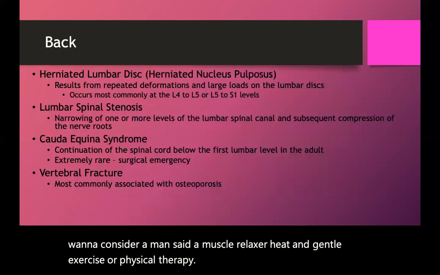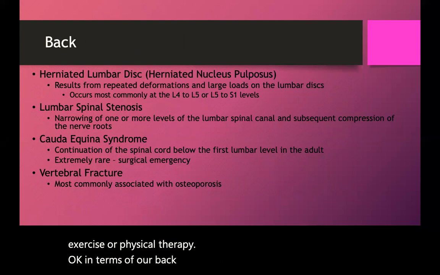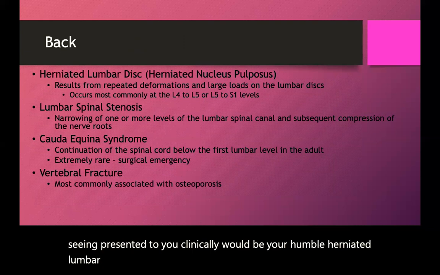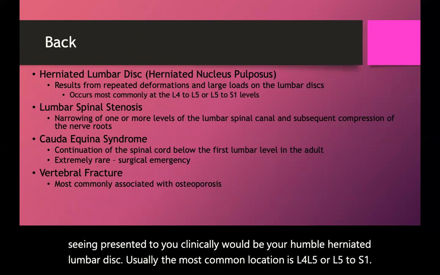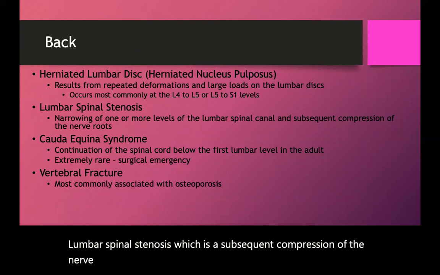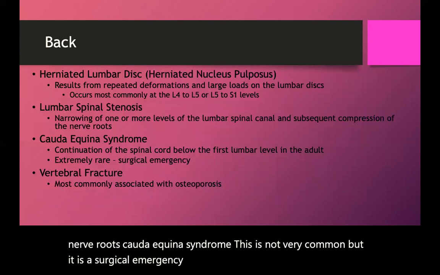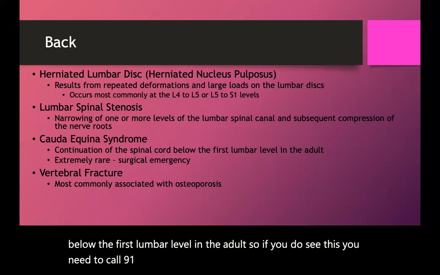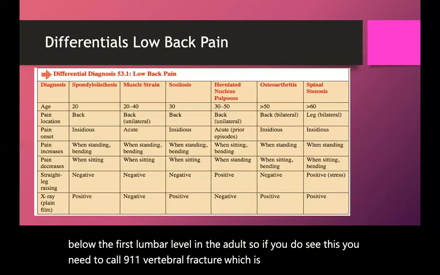Okay. In terms of our back, different things you're looking at or seeing presented to you clinically would be your herniated lumbar disc. Usually the most common location is L4 to L5 or L5 to S1. Lumbar spinal stenosis, which is a subsequent compression of the nerve roots. Cauda equina syndrome. This is not very common, but it is a surgical emergency. This is a continuation of the spinal cord below the first lumbar level in the adult. So if you do see this, you need to call 911. Vertebral fracture, which is most commonly associated with osteoporosis.